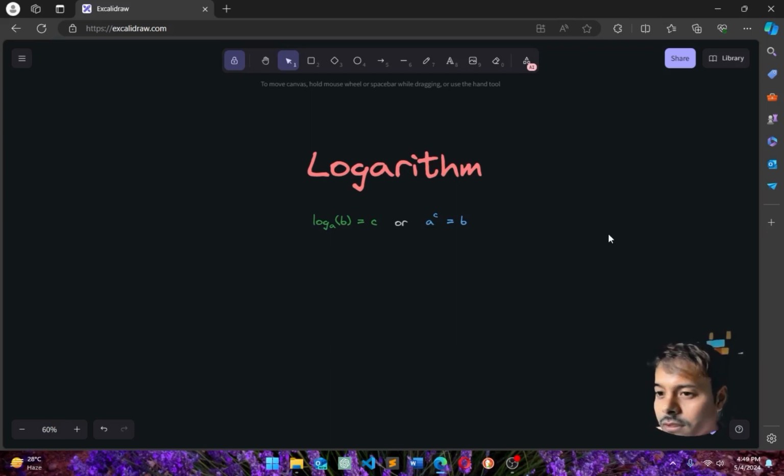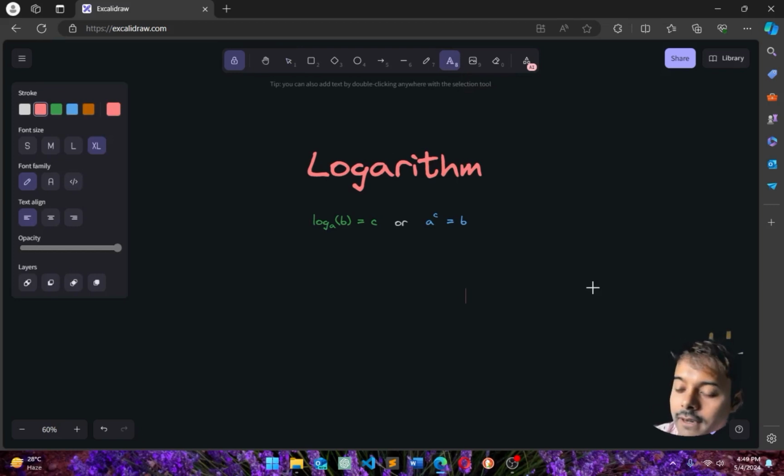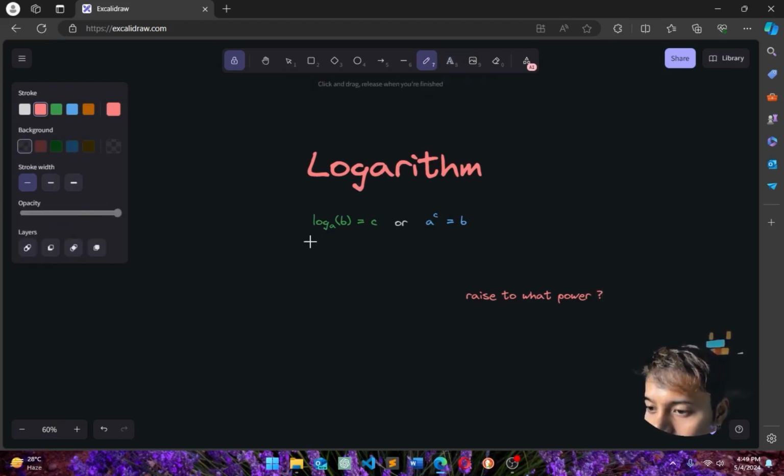So what actually is a logarithm? Here is a brief introduction. Basically, you can say it asks to what power something is raised. So this is the equation of a logarithm. I have written a simple logarithm equation to illustrate what a logarithm is.